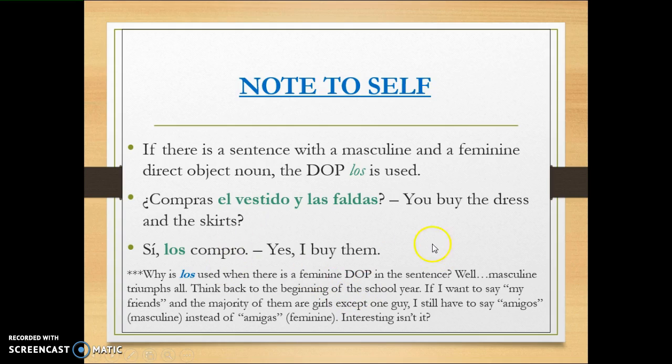Well, remember back to the beginning of the school year how I told y'all, for example, if I wanted to say my friends, and I have 20 friends that are girls and just one that's a guy, I still have to say amigos instead of amigas. I still have to use the masculine form. Why? Well, masculine triumphs. So, pretty interesting, isn't it? Same thing applies here. If you ever use a sentence referring to something masculine and feminine, you have to use the masculine plural.